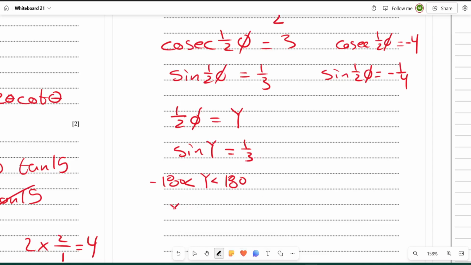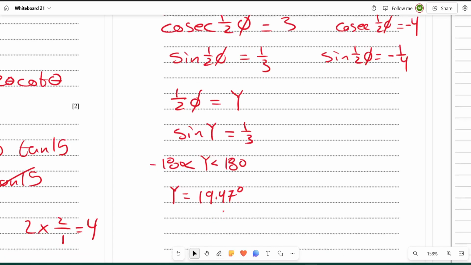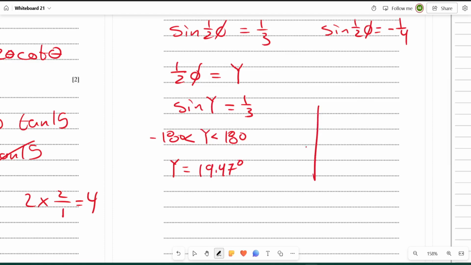So the first answer is going to be shift sine 1 over 3, which is basically 19.47 degrees. That is my first answer. Let's use the ASTC rule. I know that sine y is equal to a positive answer, so I will need the quadrants where sine is positive. That's going to be the sine quadrant and the all quadrant. And my first answer was positive 19.47. So from the positive x-axis, I move anti-clockwise 19.47 degrees. By symmetry, this is also 19.47.